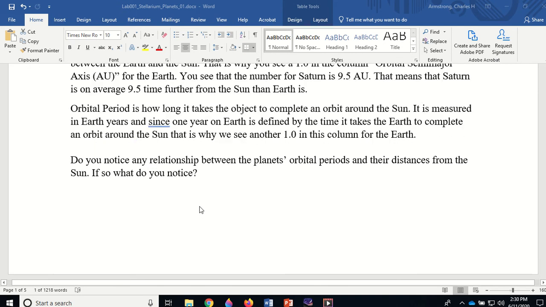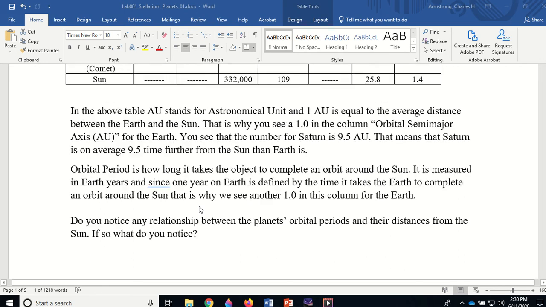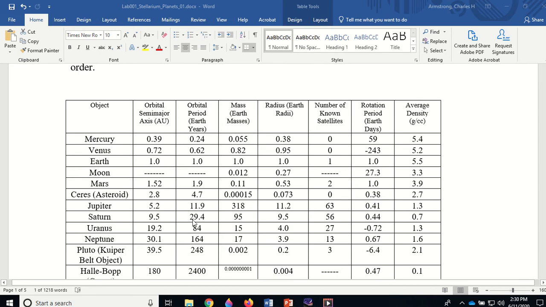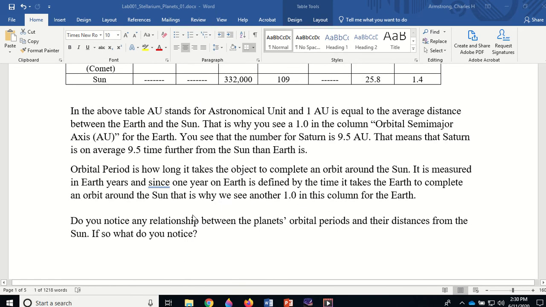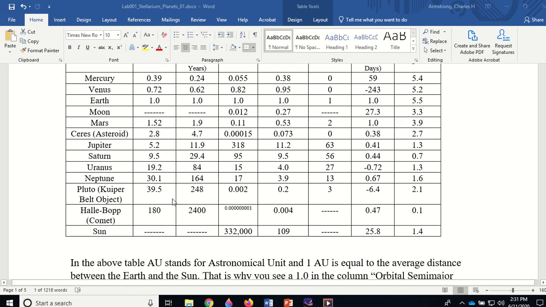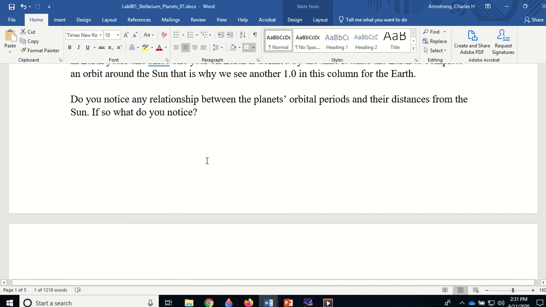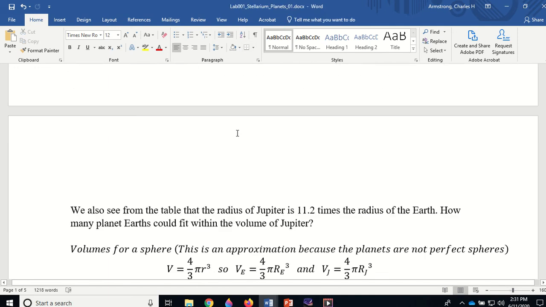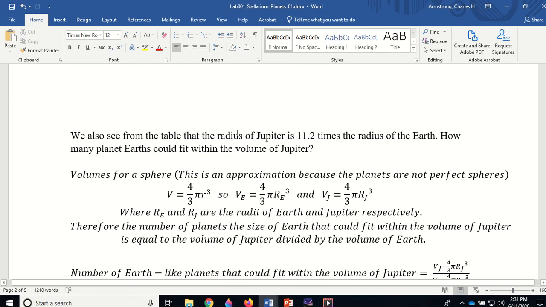Sun. Do you notice any relationship between the planets' orbital periods, this column here, and their distance from the Sun, this column here? Well, let's see, you can kind of look, and hopefully you're seeing a pattern here as you look at them. One number is increasing, the other number is increasing, or both numbers are decreasing. So you want to write down, what did you notice there? Okay, hopefully you noticed something already. It's not too hard to notice. All right, now this looks complicated.